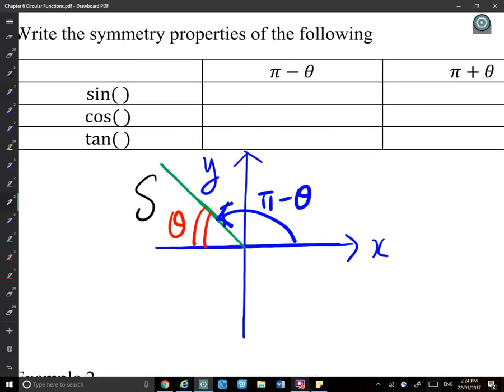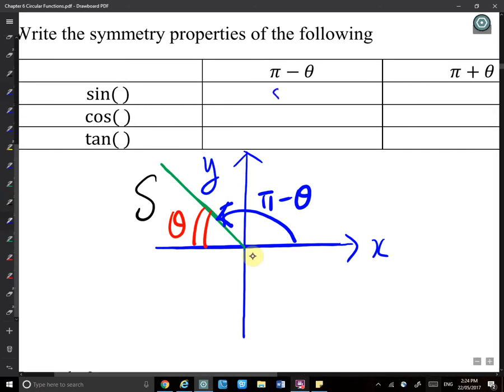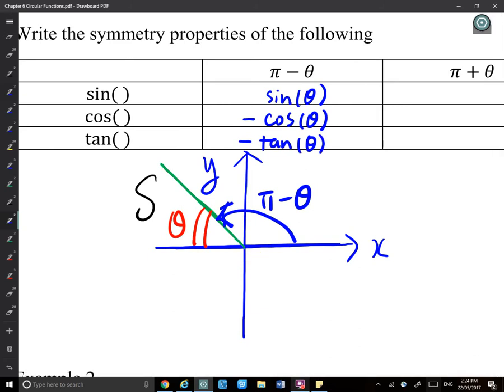Therefore, we have sine of pi minus theta. I can change that to sine theta, changing the angle directly into the reference angle. And that's positive because that's the sine quadrant. But when we evaluate cosine, that will be negative cosine theta, and negative tangent theta. Because they have the same reference angle, but the quadrant is the sine quadrant, so tan and cosine will be negative.